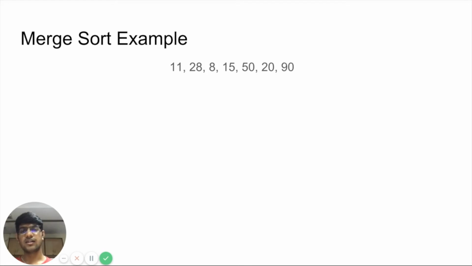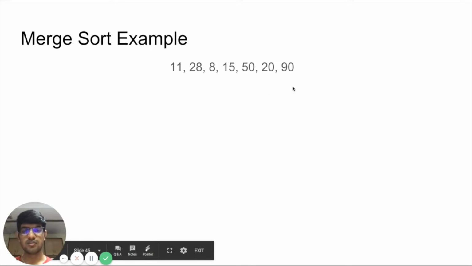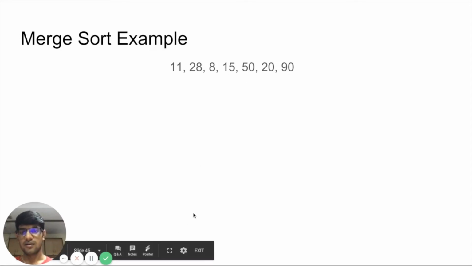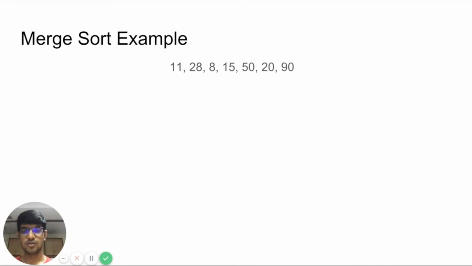Now, let us look at a complete example of the merge sort procedure so as to have clarity of every step in totality. Consider the following input to the merge sort procedure: 11, 28, 8, 15, 50, 20, and 90. We are given the task of sorting this array using the merge sort procedure. So, as the first step, we'll divide the given array into subarrays. At this step, we see that the subarrays are still not at the base case, so we further divide each of these subarrays.